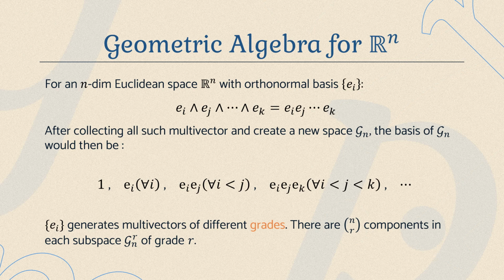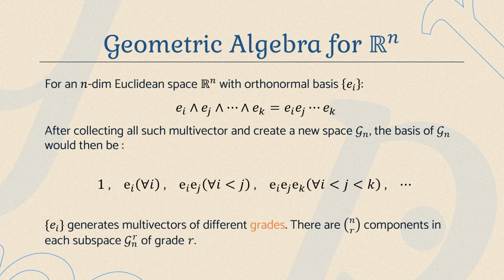For an n-dimensional Euclidean space Rn, it is endowed with an orthonormal basis, Ei. We can take a subset of the orthonormal basis and wedge them together to obtain Ei wedge Ej wedge dot dot dot wedge Ek, which equals simply Ei times Ej times dot dot dot times Ek, where the product is the geometric product. These form the basis of a new vector space called Gn, or the geometric algebra for Rn. These multivectors are 1, Ei, EiEj, EiEjEk, and so on.